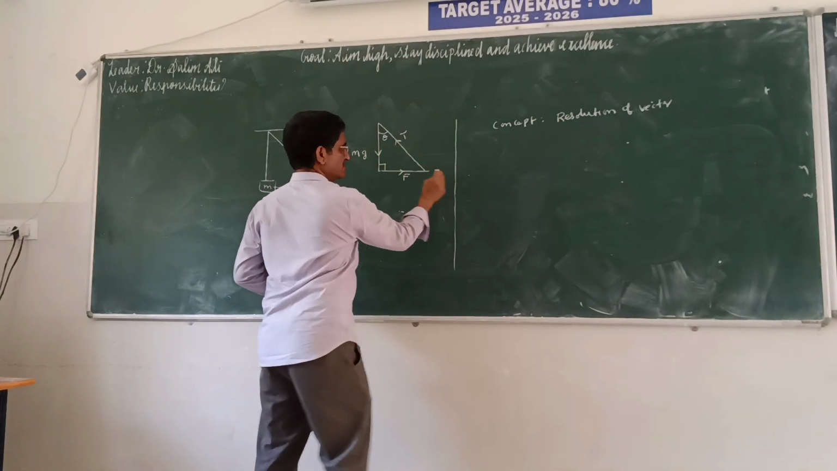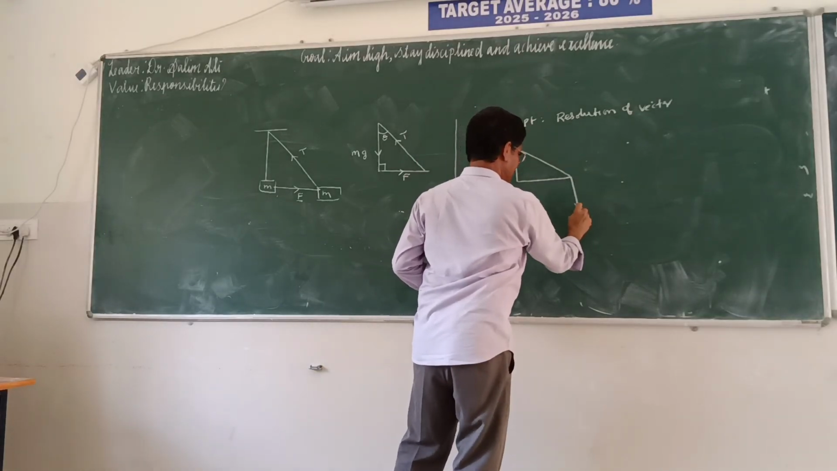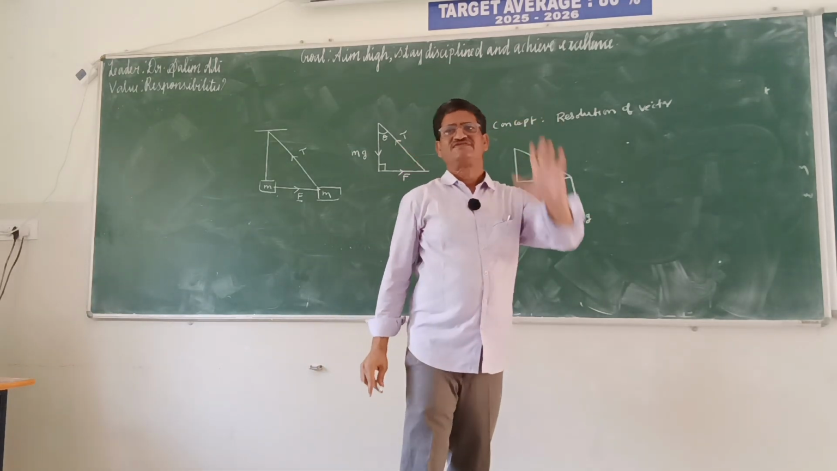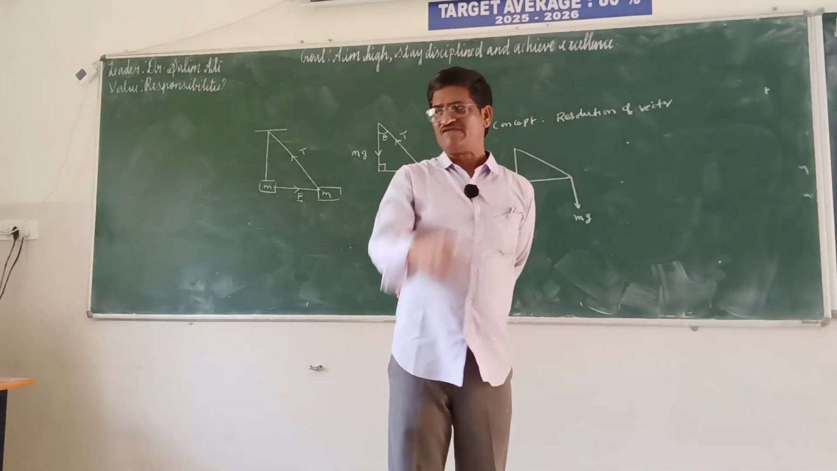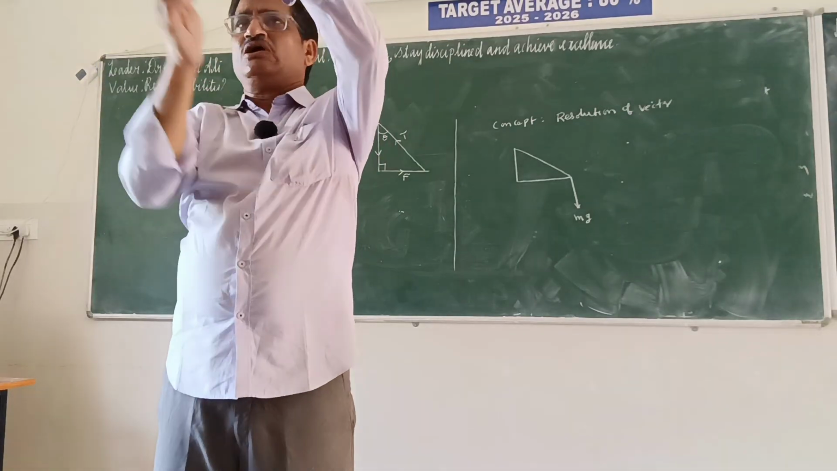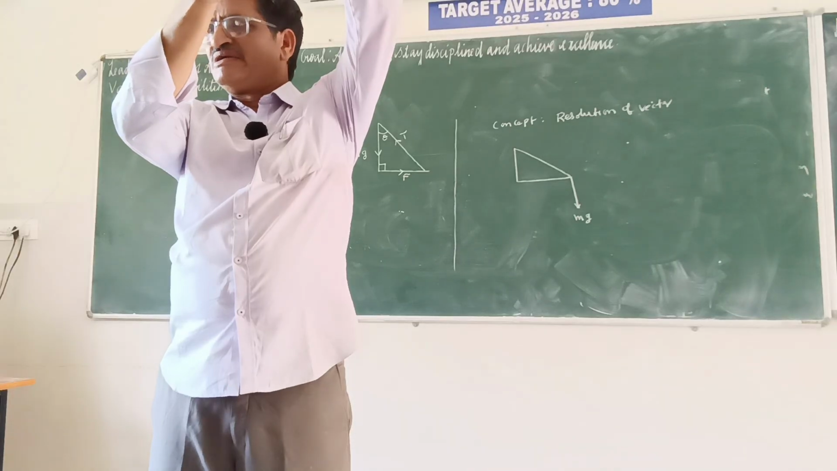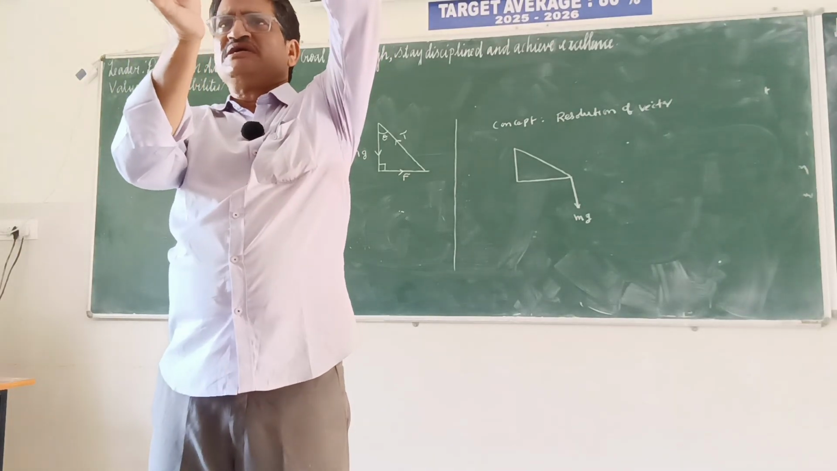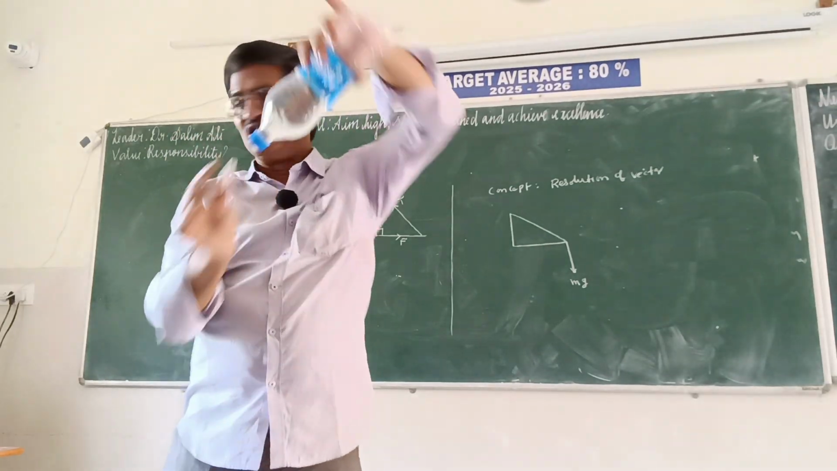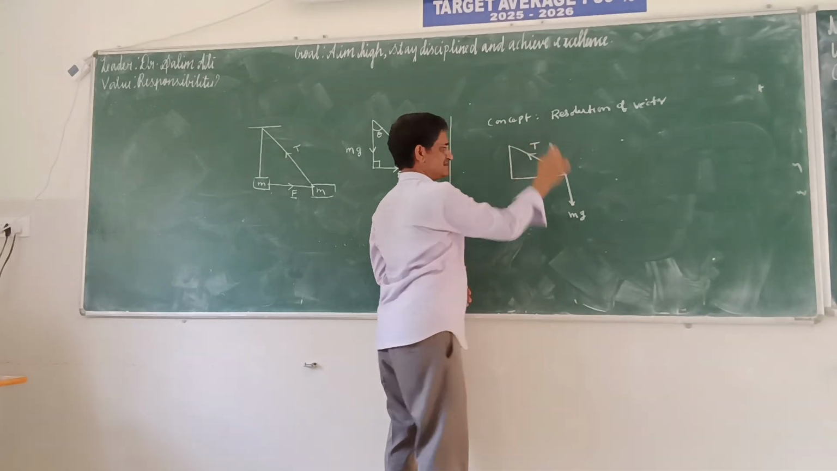Now, you say, here I will drop. Weight is always acting vertically downwards. Whatever the position of the body may be, whether I keep the water bottle in this direction or that, weight is always acting vertically downwards. Now, see here, tension. Yes or no?